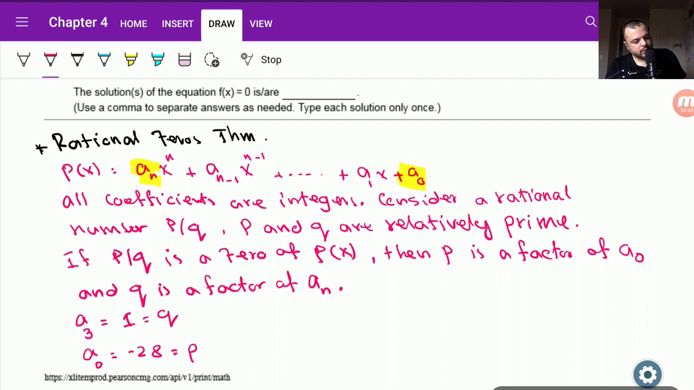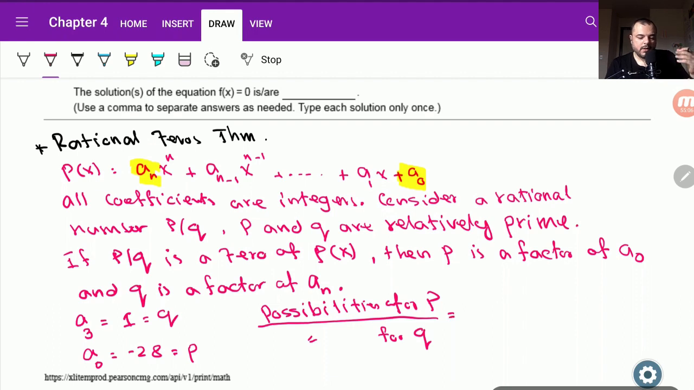Then what we are going to do, we are going to find all of the possibilities now for p. We will divide them by the possibilities for q. What are the possibilities? The factors. What are the factors of p? All of the factors of p. The divisors of p. The p is negative 28. So just ask yourself, 28 is divisible by what? It's divisible by 1, by 2, right? By 7, right? By 4. So just try all of the factors.